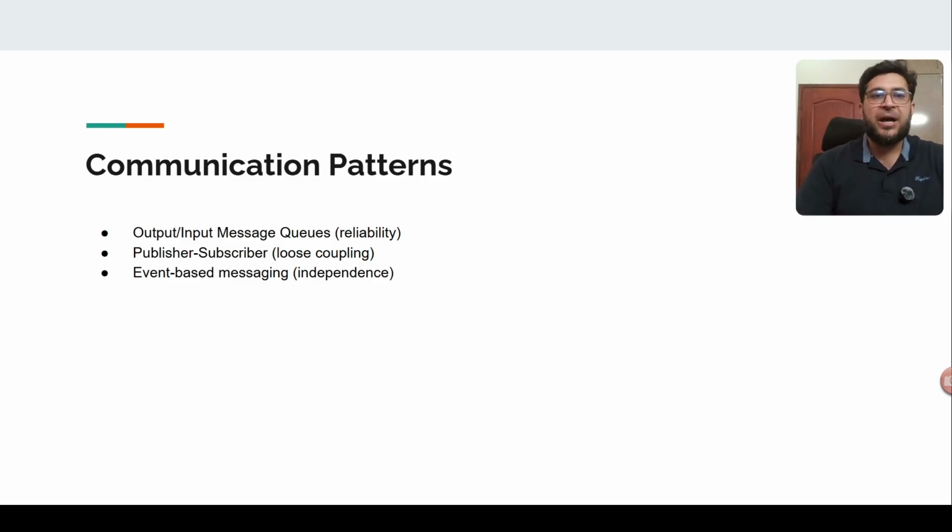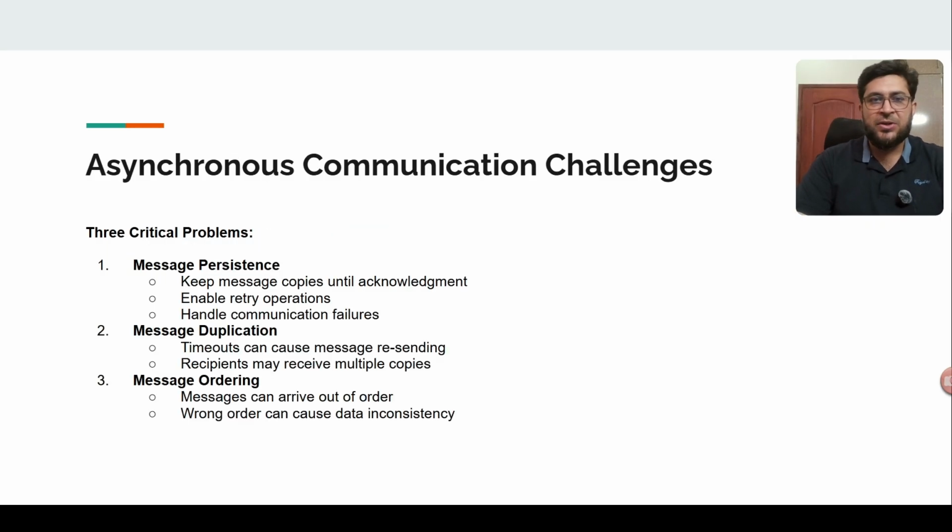Like we have output and input message queues, which are needed for reliability, and publisher subscriber, with which we can get loose coupling. And the other one is event-based messaging, which we will cover in coming slides. So when we implement asynchronous communication, we face a few challenges. Like keeping a copy of messages until acknowledgement. So we will keep the message until the consumer receives and accepts it. We can enable retry operation and handle communication failure.